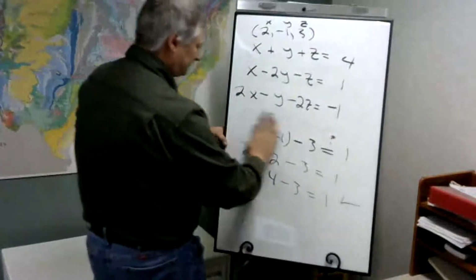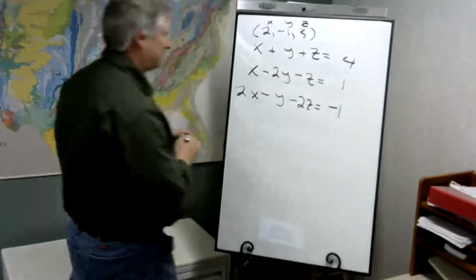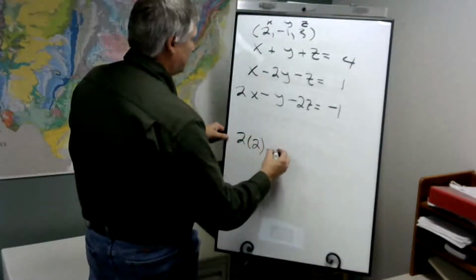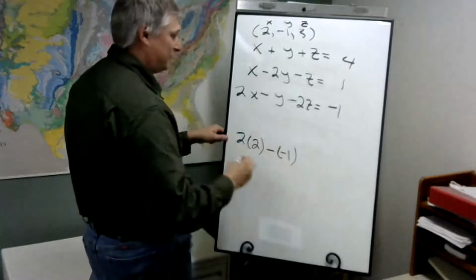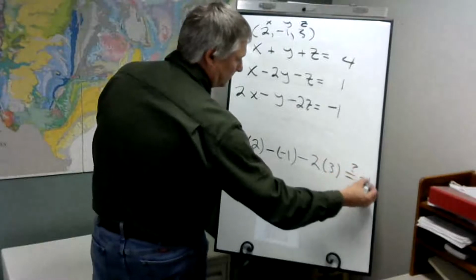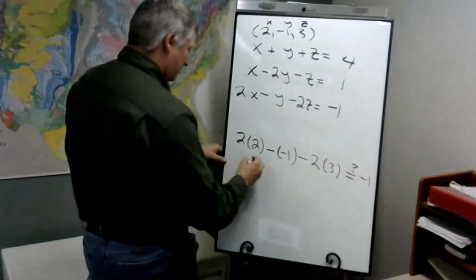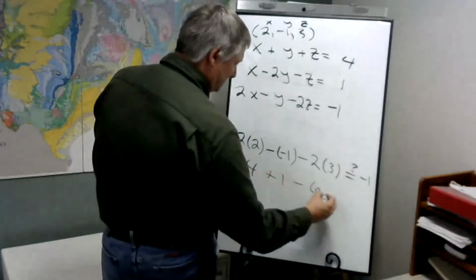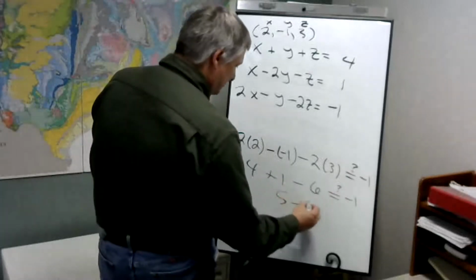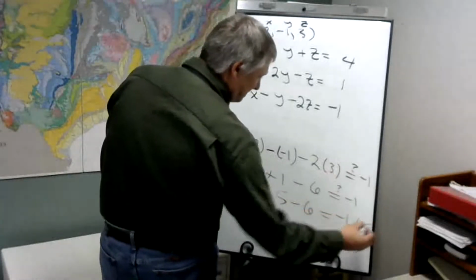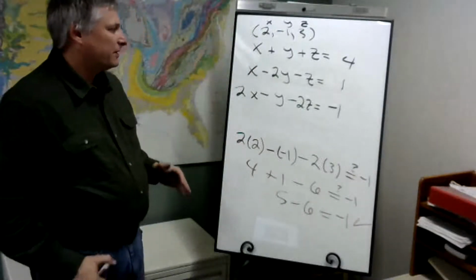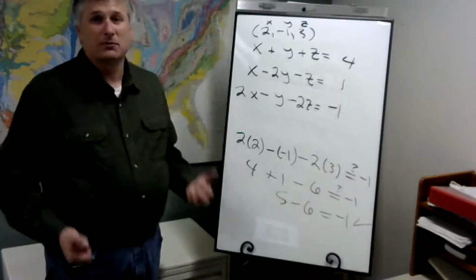we have 2 times x minus y, y is -1, minus 2 times z, which is 3. Does that equal -1? Or does 4 plus 1 minus 6 equal -1? Or does 5 minus 6 equal -1? Well, it does. So that means this point is a solution for each of these 3 equations. That means it's a solution for the system.